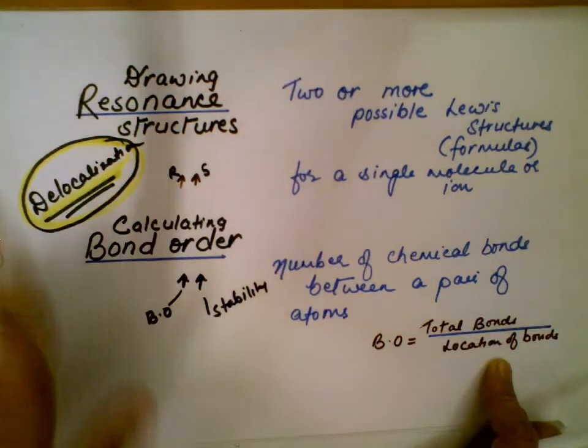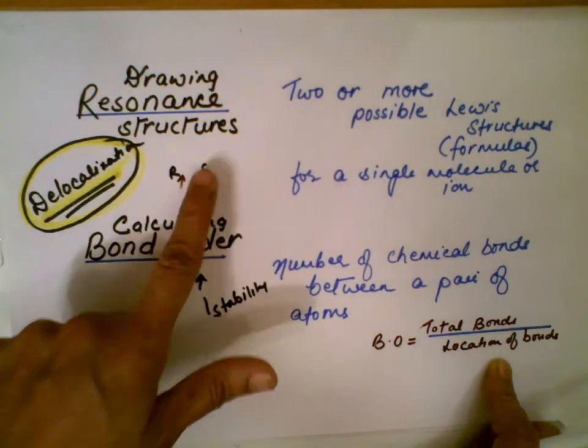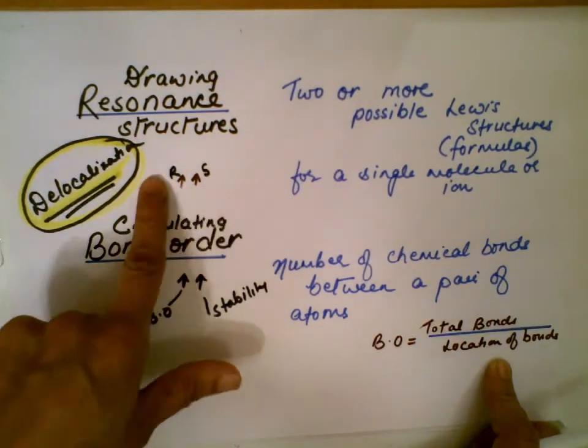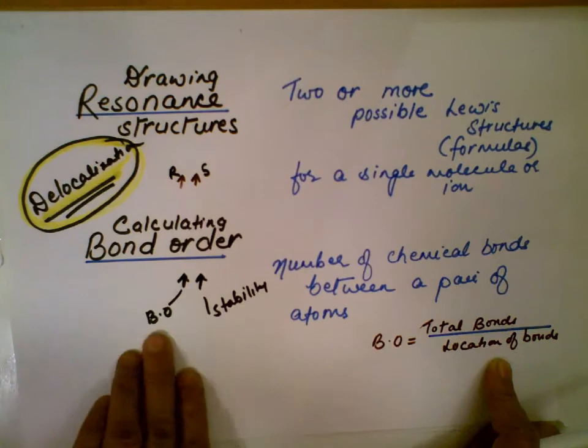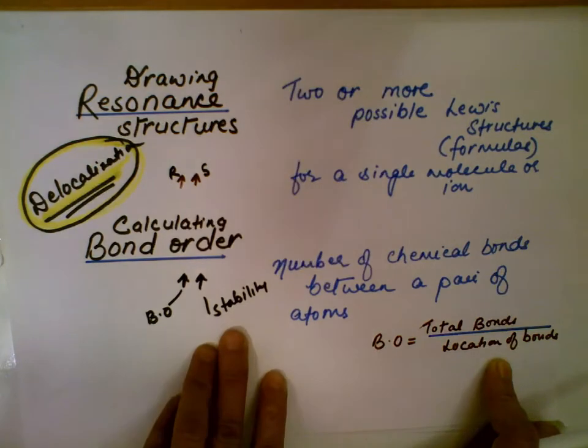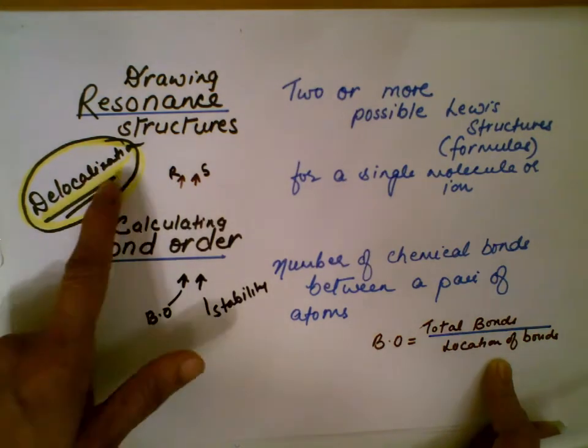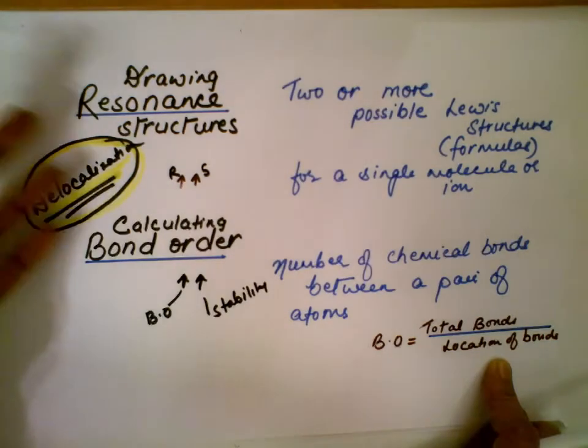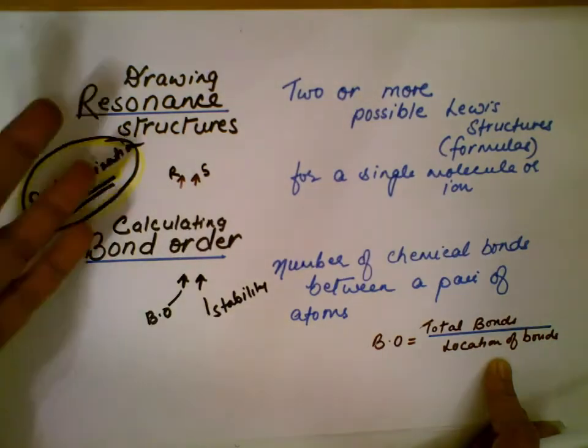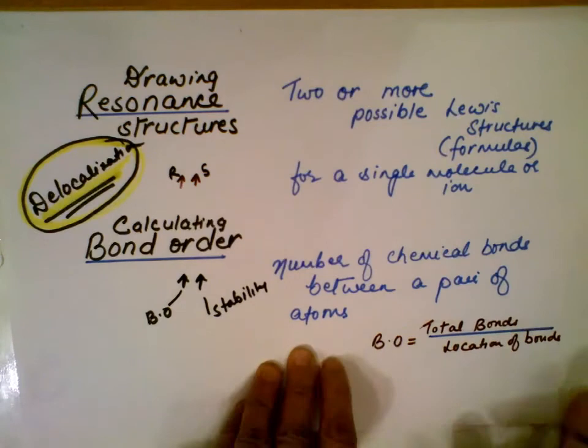And the more the resonance, the more the stability. So they are directly proportional. Same thing, the higher the bond order, the more the stability of the molecule. So as a result of delocalization, the energy of the molecule decreases, and the lower the energy, the more the stability.